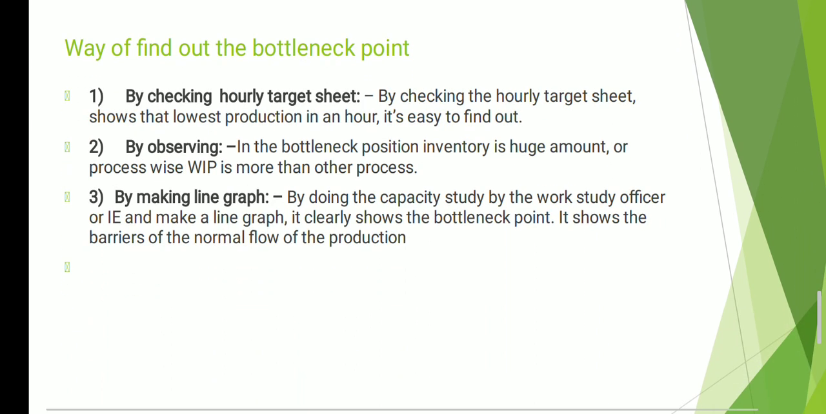And where to find the bottleneck point? Number 1, by checking operator production in the hourly production board. It's very easy to find out. Number 2, by observing the inventory of the line. At a bottleneck point, WIP is a huge amount compared to the other processes. And number 3, by doing the capacity study. The capacity study shows in a line graph where the bottleneck is.